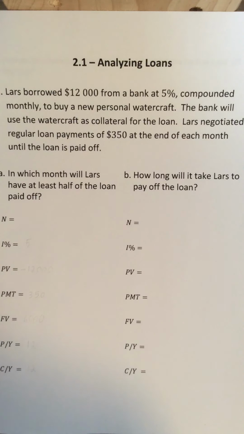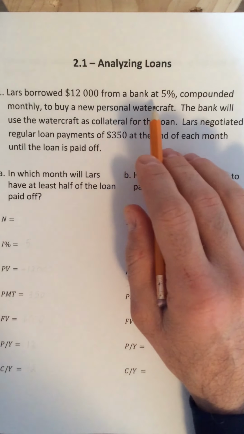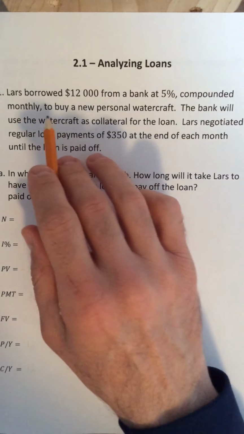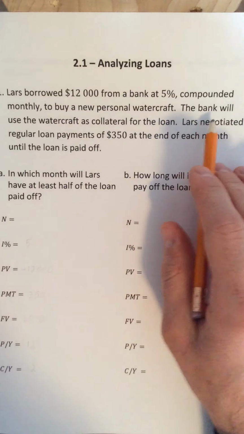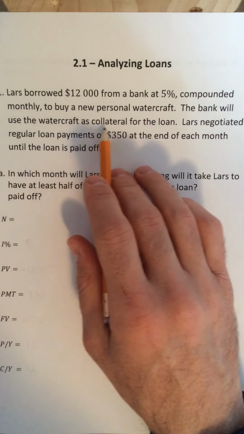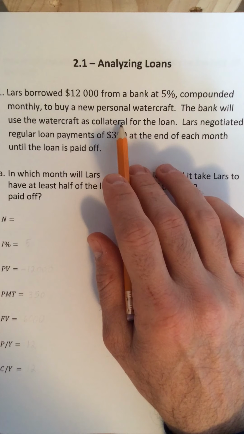In Chapter 2, we begin to look at analyzing loans, which is money that is being borrowed, usually from the bank. In this example, Lars borrows $12,000 from a bank at 5% compounded monthly to purchase a new personal watercraft. The bank will use the watercraft as collateral for the loan. Collateral is some kind of asset that's being held against the repayment of the loan.